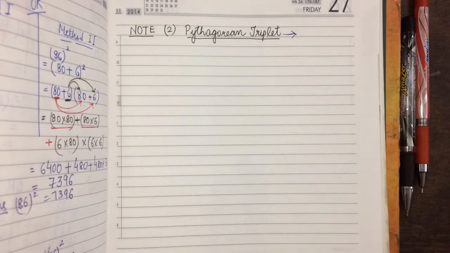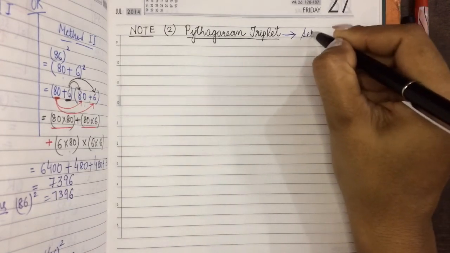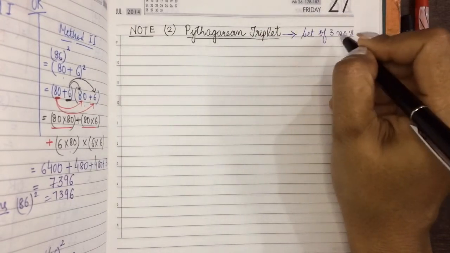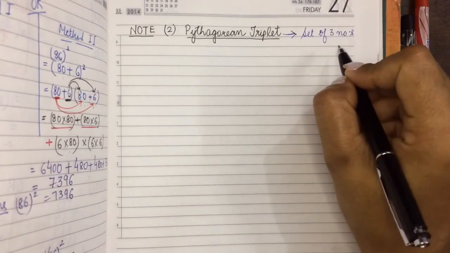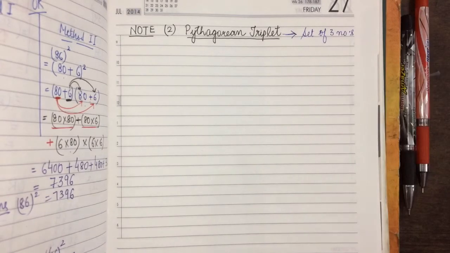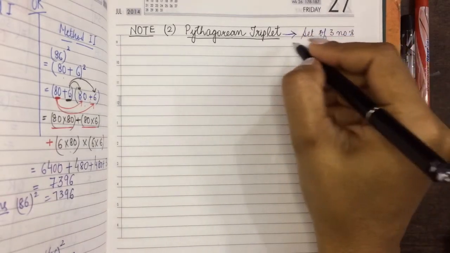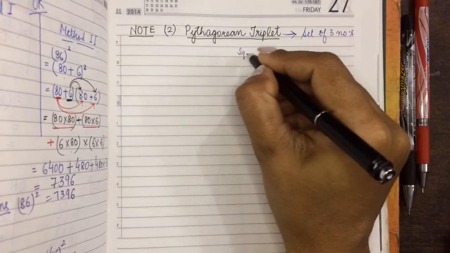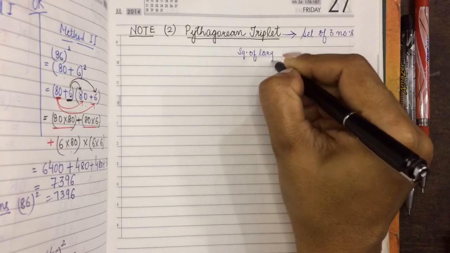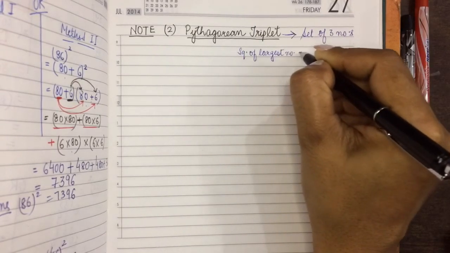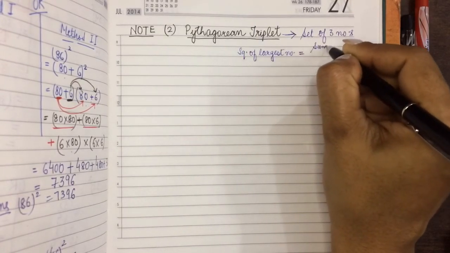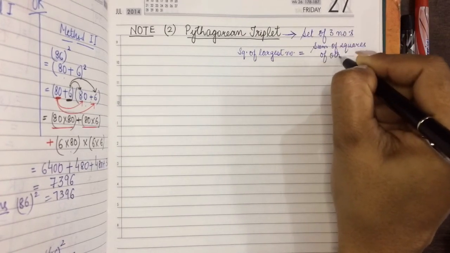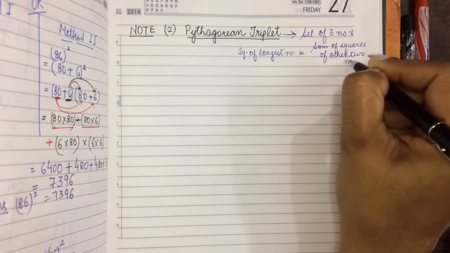So when we say Pythagorean triplet, it is a set of three numbers. Triplet means three numbers, a group of three numbers, and these three numbers have a special property. In the group of those three numbers, the square of the largest number will be equal to the sum of squares of the other two numbers.